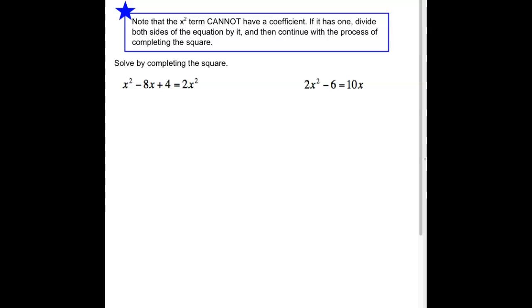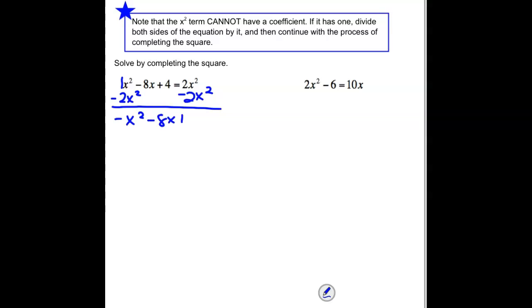All right. So note that the x squared term cannot have a number in front of it other than 1. So no coefficient in the front. If it has one, we have to divide both sides of the equation by it, and then we can continue that completing the square process.